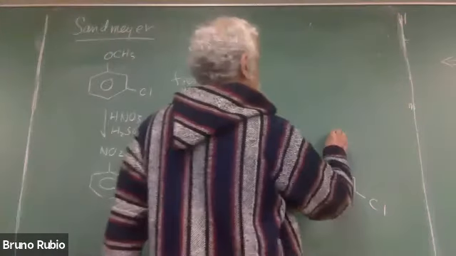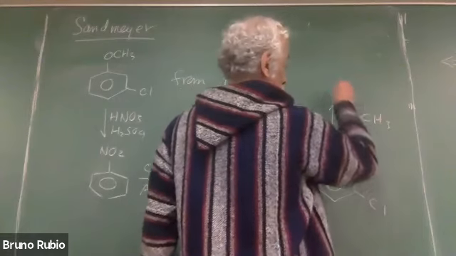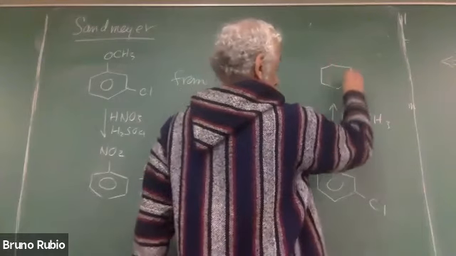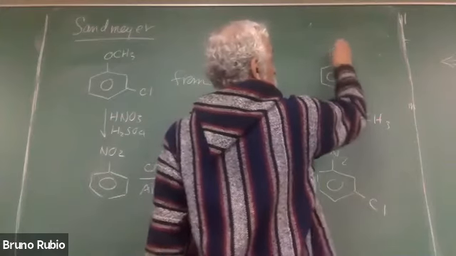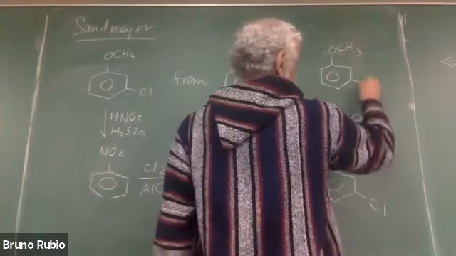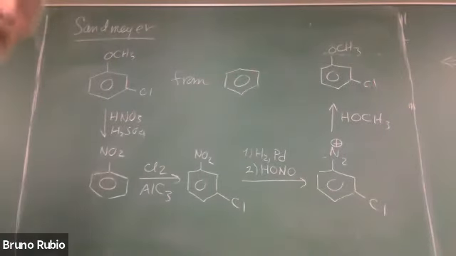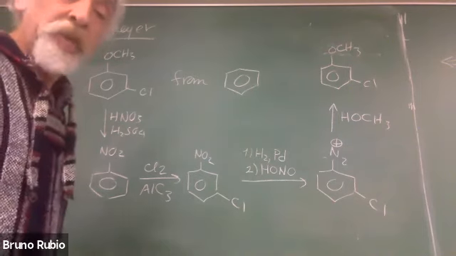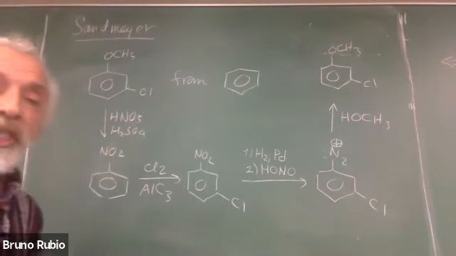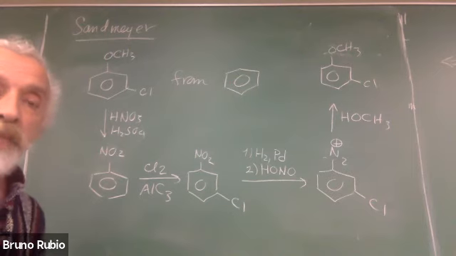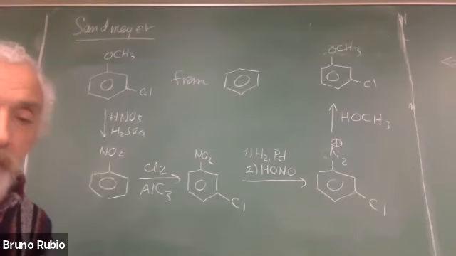So the most convenient nucleophile to use here would be methanol. Methanol's a nucleophile. If you need to engage in overkill, you could use CH3O minus, but that's not really necessary. Okay, so these are just some exemplifications of using those Sandmeyer reactions.